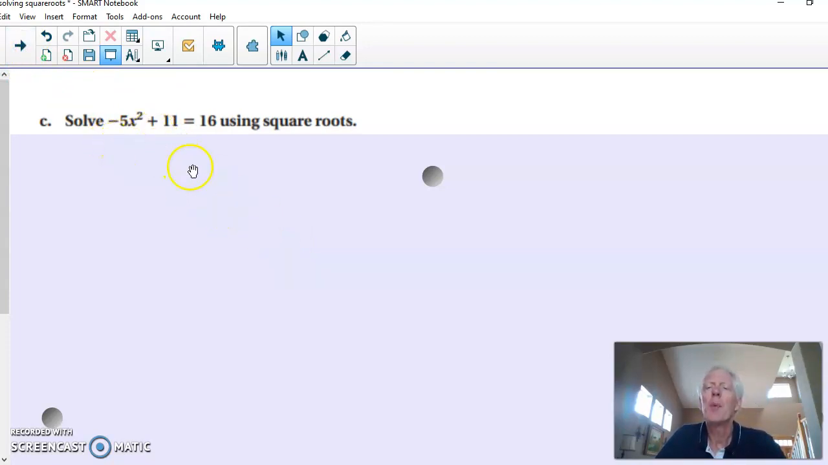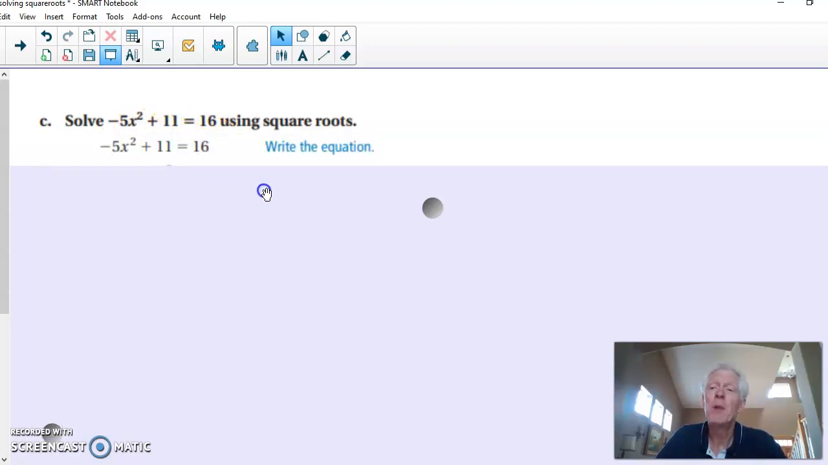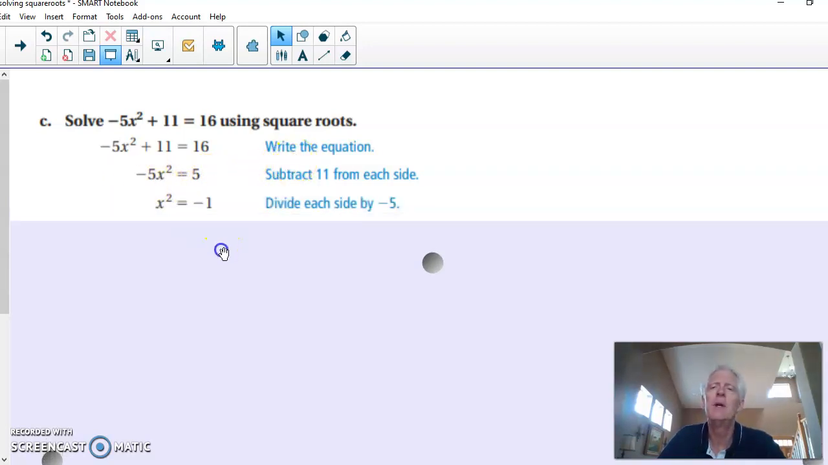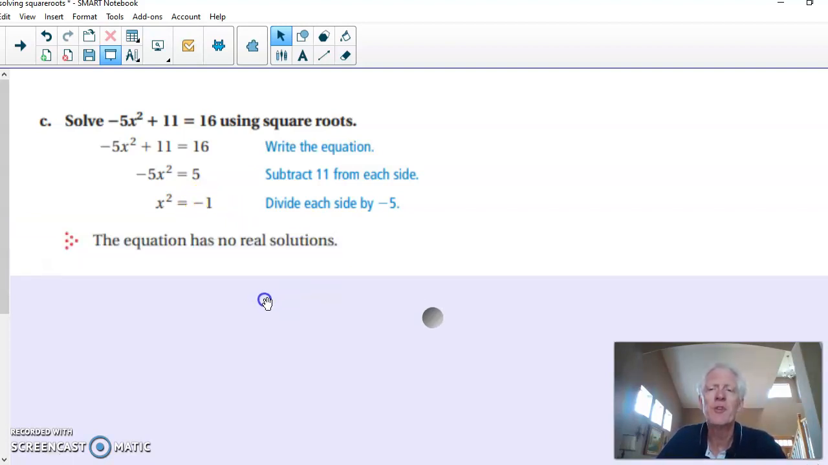Let's see here. It's more complicated, but we can do this. Negative 5x squared plus 11 equals 16. Subtract 11 from both sides, first step, and we'll end up with negative 5x squared equals 5. Well, this looks better. I can divide both sides by negative 5. I get x squared equals negative 1. Now you should know, as you're finding the square root, there is no such thing as a square root of a negative number, so this example has no solutions. Okay. So those are the three fairly basic examples.